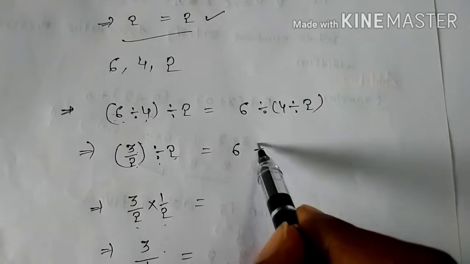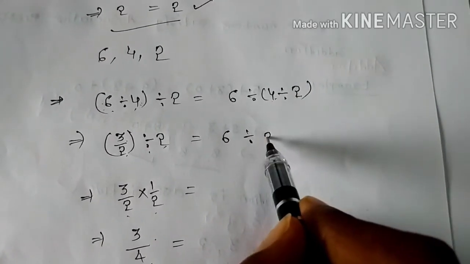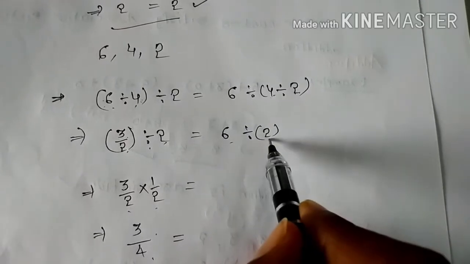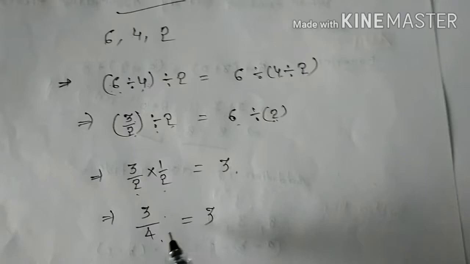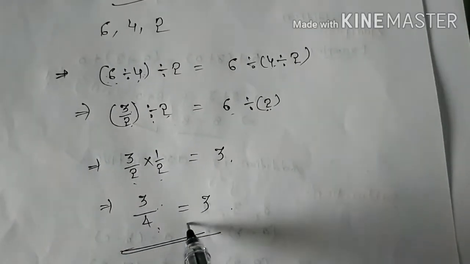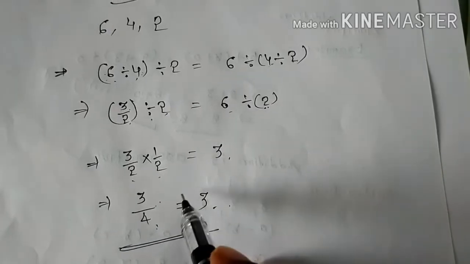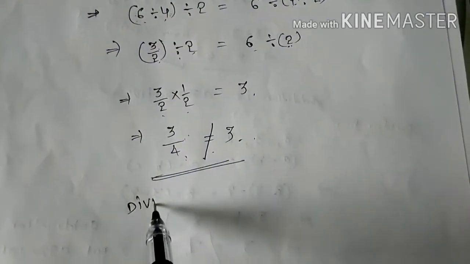See here, 6 division 4 division 2 is how much? 2 twos are 4. That means 6 division 2. 6 division 2 means 2 threes are how much? 6. See here, is 3 by 4 equal to 3? Sorry, 3 by 4 is equal to 3? It's not equal.